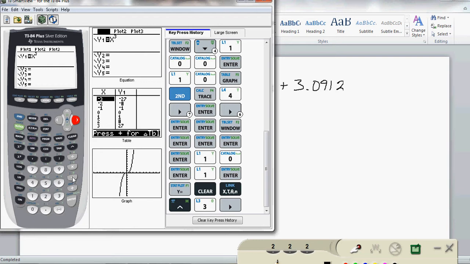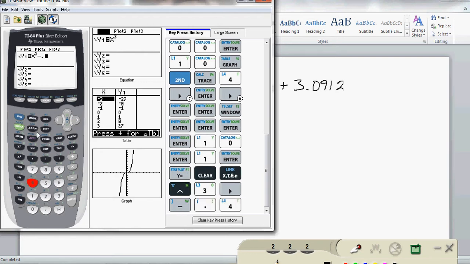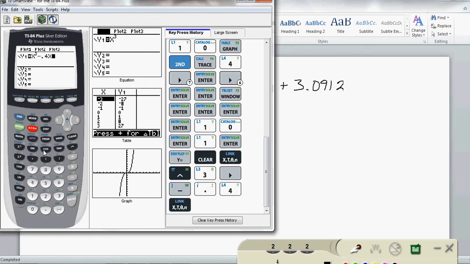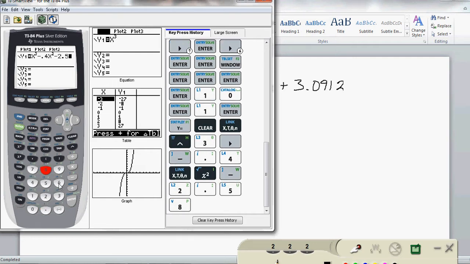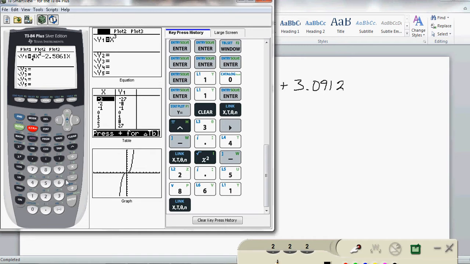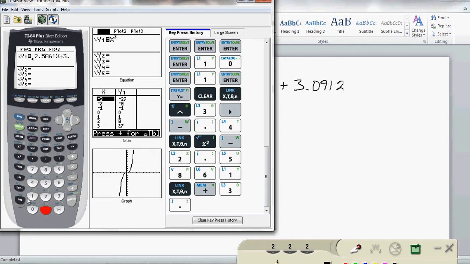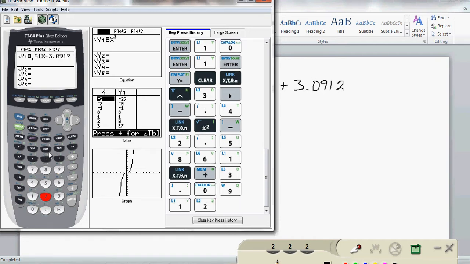minus 0.4x squared minus 2.5861x plus 3.0912. And then let's graph it, and hopefully we'll get everything that I want it to look like.